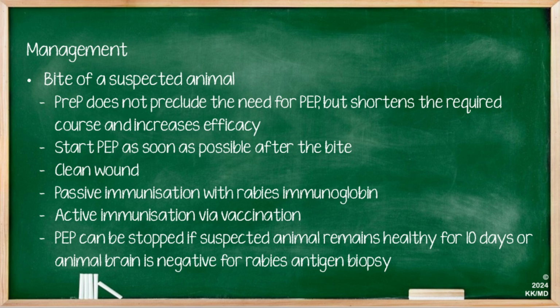So the steps you take in the case of an encounter with a patient presenting with a suspected rabies bite are that you clean the wound, you provide passive immunization with rabies immunoglobulin, and you also provide active immunization via vaccination. And you only stop post-exposure prophylaxis in a suspected animal bite if the animal remains healthy for 10 days since the bite, or if you somehow have access to the results of the brain biopsy from the animal that has tested negative for rabies antigen.